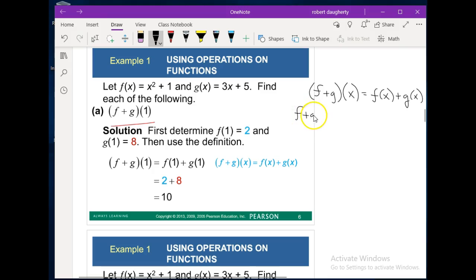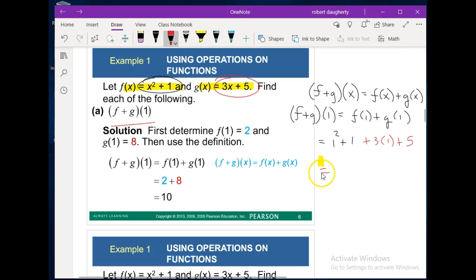So f plus g, to evaluate that at the number 1, is just f of 1 plus g of 1. So I plug in 1 to both equations. So what is f of 1? Here's f. So f of 1 is going to be 1 squared plus 1. And then g of 1 is going to be 3 times 1 plus 5. So all I did was I looked at these two functions, here's g and here's f. I plugged a 1 into both of those, and I'm adding those together. So my answer is 1 plus 3 plus 5, and 10 is your answer. So that's how I find f plus g of 1. It's just finding f of 1 and adding it to g of 1.